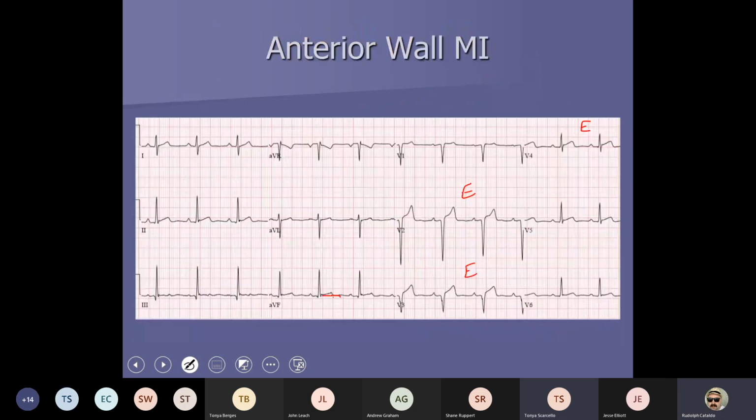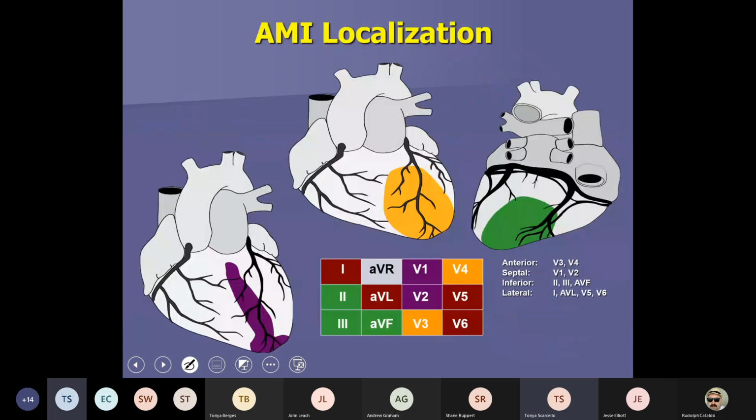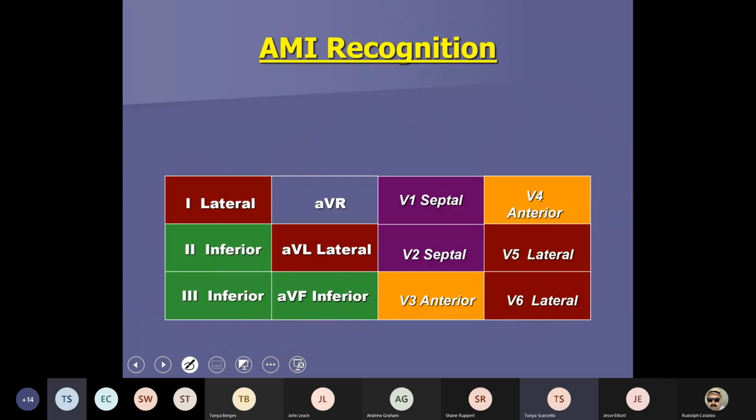Let me go back to where I was at. Sorry. There's a reason I keep throwing this in the slideshow, because it is very important we learn to memorize these different leads and what they're looking at. Even if you don't know which coronary artery, that's fine. But know which leads these are looking at.